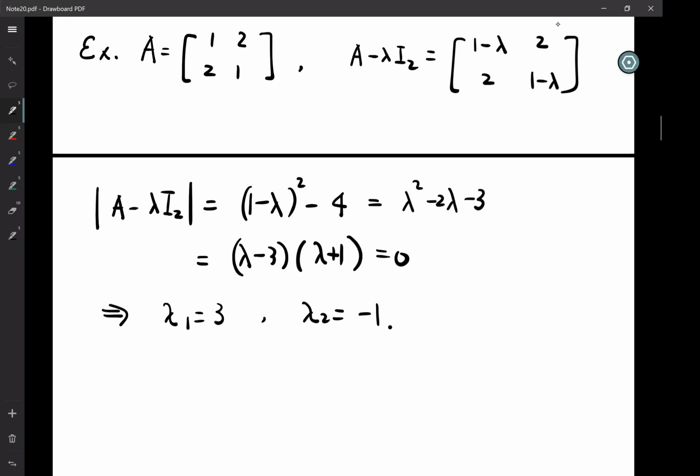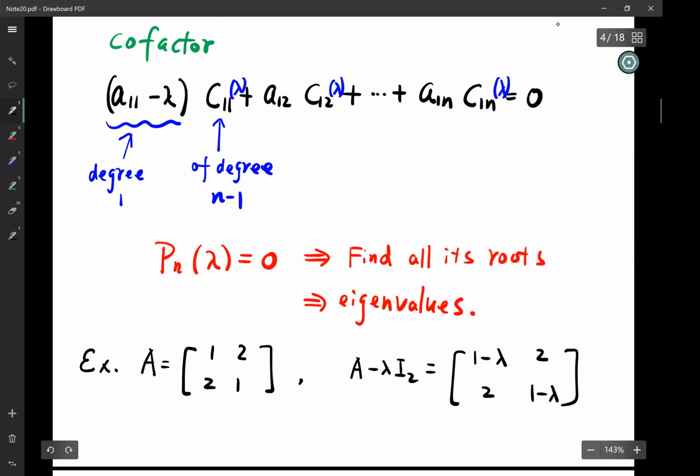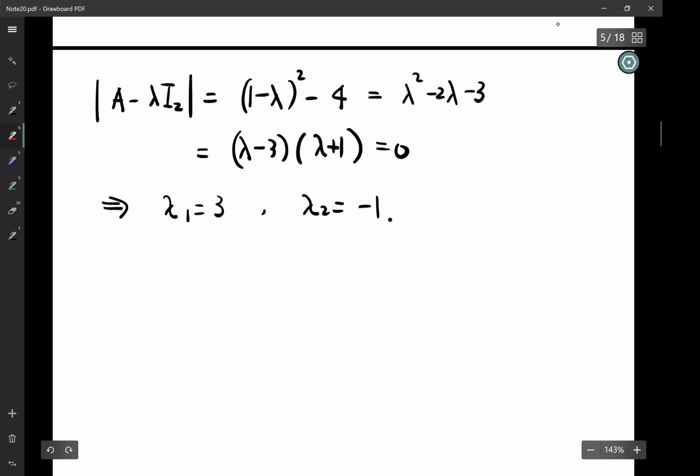Because if lambda were an eigenvalue of A, it must satisfy this equation. There are only 2 roots, so these are the only 2 possibilities. Is that clear? Okay. So now we want to find the eigenvectors. How do we find eigenvectors?